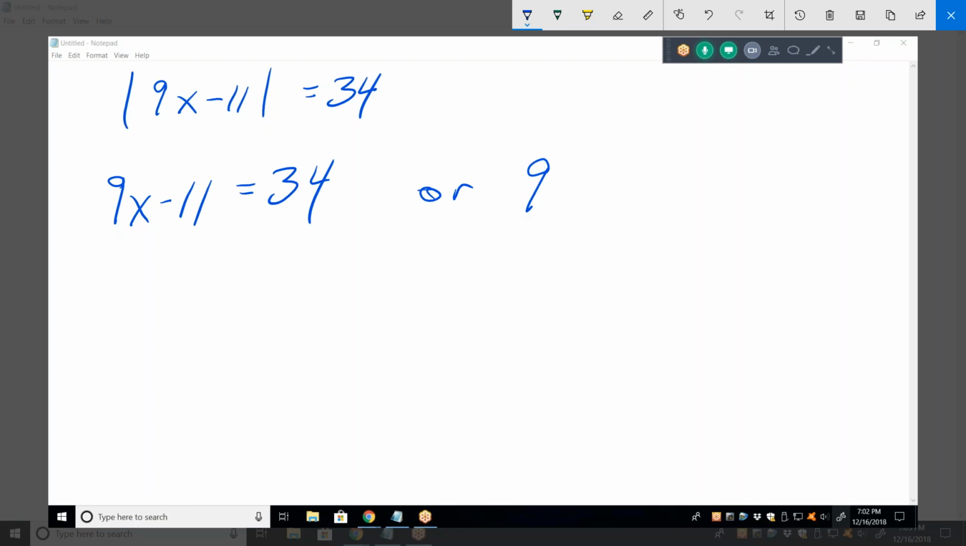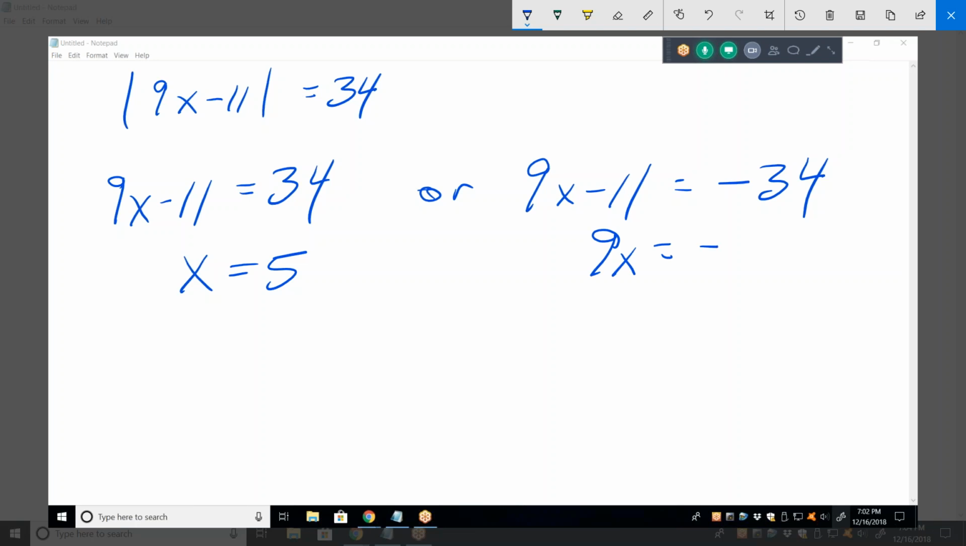Or what's inside the absolute value sign is equal to the negative of what was on the right side, so negative 34. That's how you do it. And then you solve each one individually. You solve this one, you get x equal 5. You solve this one, you get 9x equals minus 23, x equals minus 23 divided by 9. And both of those solutions will work.